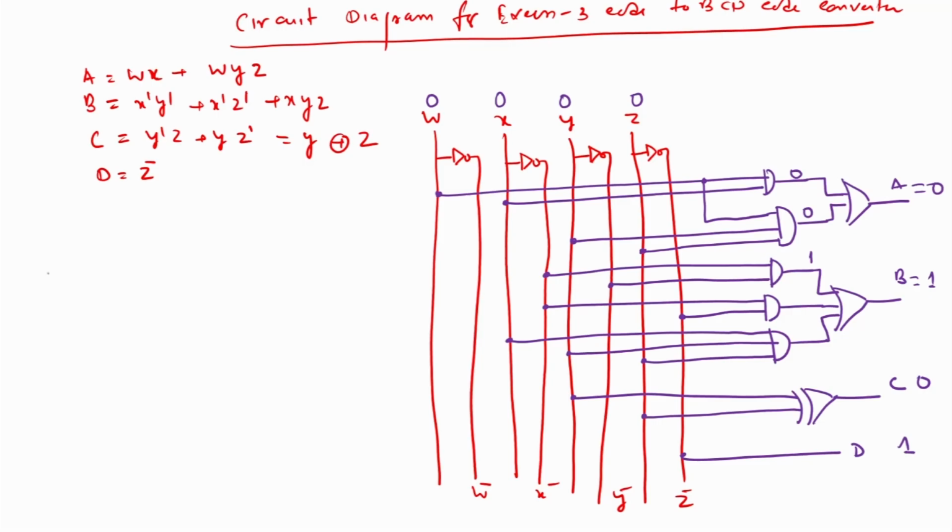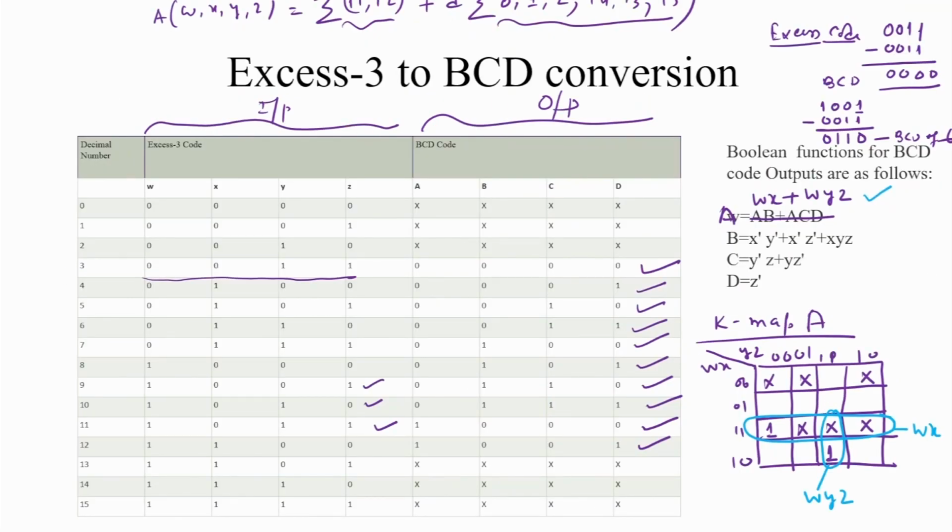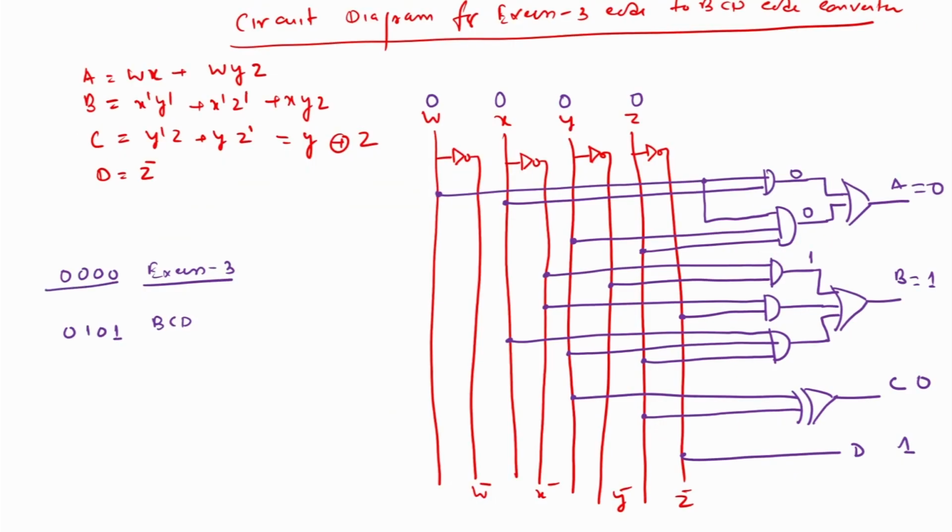So here we will find that when the XS3 code inputs are 0, 0, 0, 0, what is the BCD output? The ABCD form is 0, 1, 0, 1. But here we see that in the table, when the input is 0, 0, 0, 0, the output ABCD is a do not care condition, meaning we do not know the value of ABCD. This means it is an unpredictable condition, unpredictable. For this particular input, the outputs are unpredictable, there are no fixed outputs.